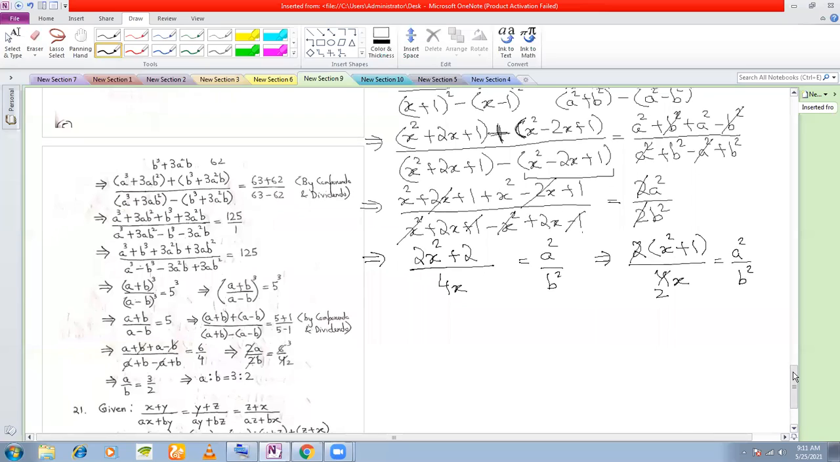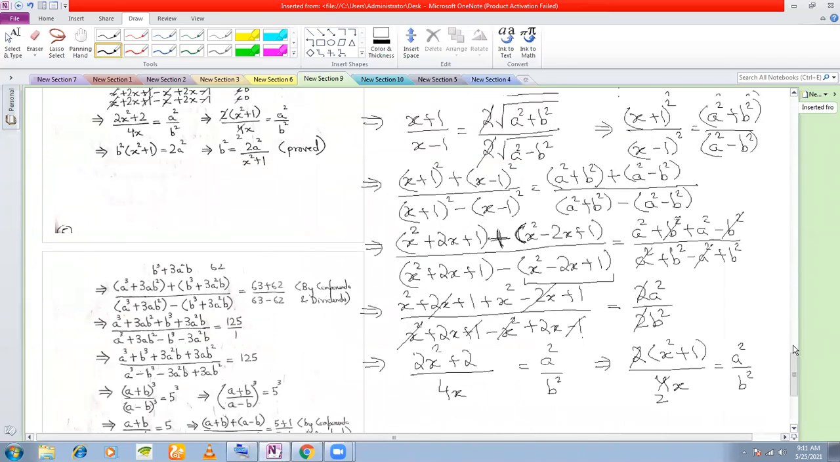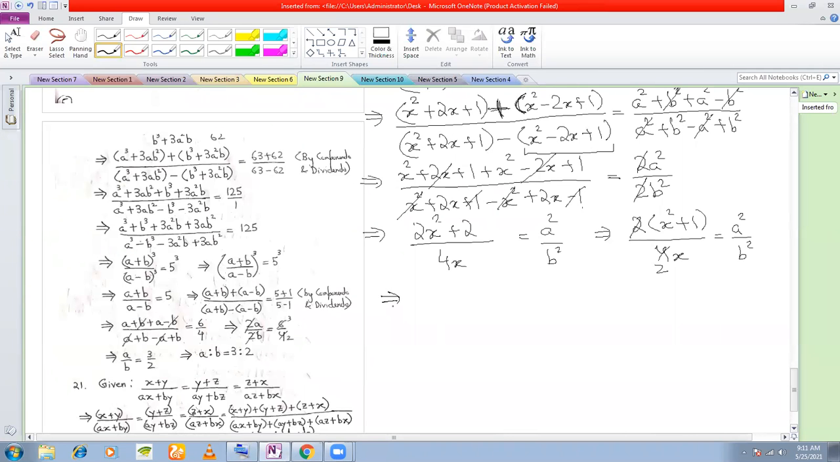Okay. So what do you have to prove here? You have to prove b square is equal to 2 a square x by x square plus 1. So we have already got it. So we cross multiply, b square times x square plus 1 is equal to a square x. That means b square is equal to a square x by x square plus 1. And that is what you needed to prove here. Okay.